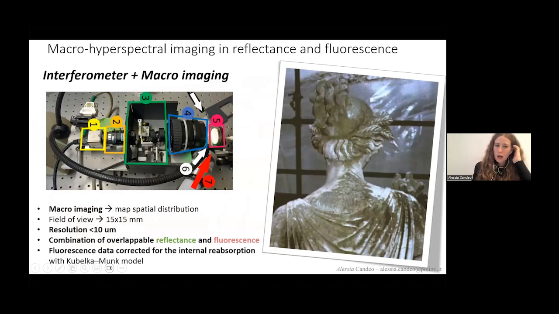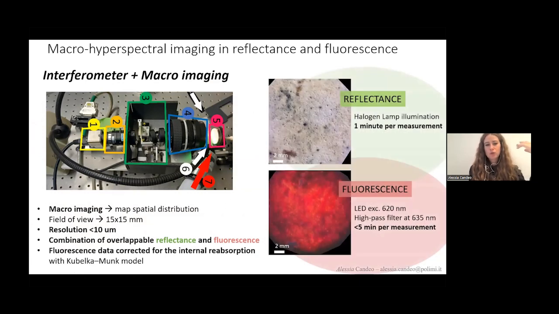When we use our macro imaging system, it's because we want to maximize the signal collection over a smaller field of view. For example, we've used this configuration of our interferometer for the study of biofilm formation on stone samples, for conservation science, for statues that are placed outdoors. In this case, we have observed a field of view of 15 by 15 millimeters with a resolution lower than 10 micrometers. We decided to acquire both reflectance and fluorescence datasets.